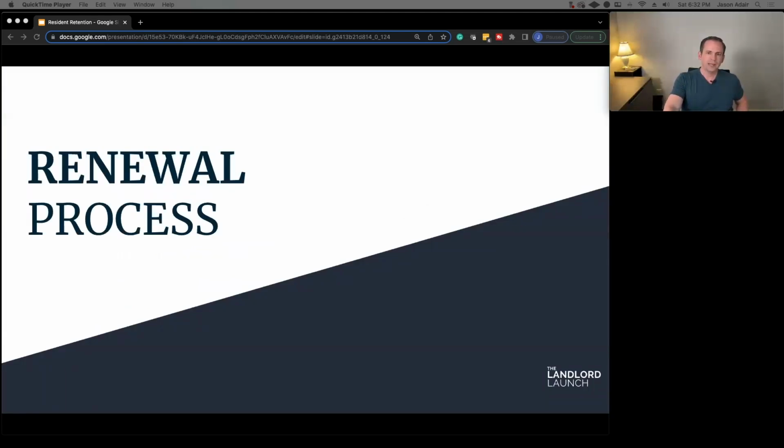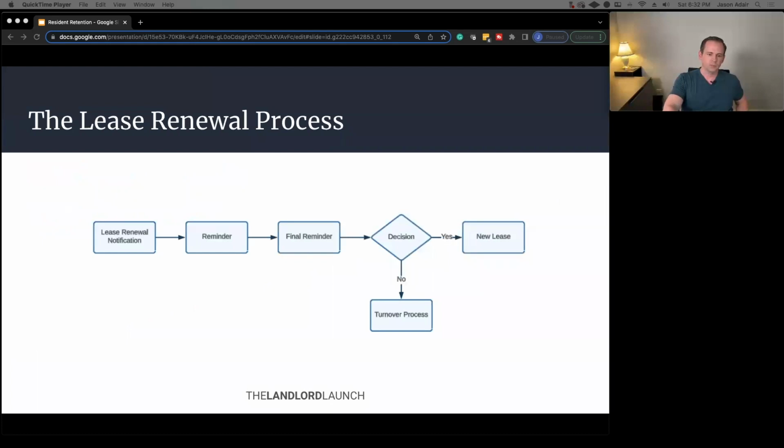Okay, so the renewal process, like everything else, I'm going to lay out just a basic lease renewal process here. Maybe it becomes more complicated for you, maybe more intricate, more sophisticated is a better word. But basically, this is the lease renewal process.